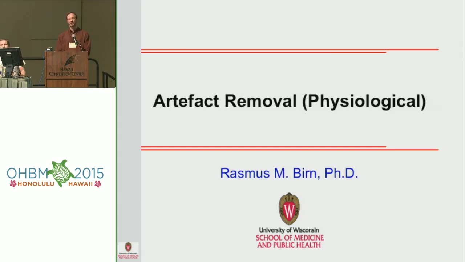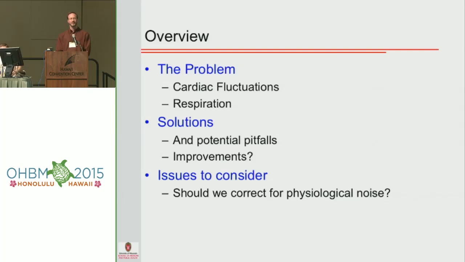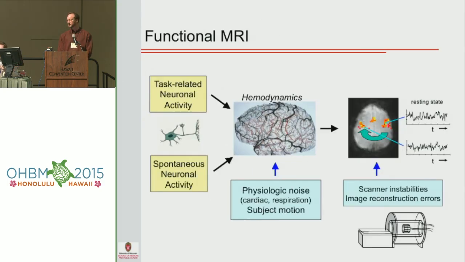So as I mentioned, I want to talk about removing physiological artifacts. In particular, what I mean by that is removing problems from primarily cardiac and respiratory noise. This is an overview of how I'm going to present it. I'm going to talk about the problems, the issues that we face with each of these fluctuations, but then also talk about solutions to these, and also potential pitfalls with these solutions, and maybe suggest some improvements to current physiological noise corrections. And then finally finish up with a couple of points about things we might want to remember about physiological noise corrections.